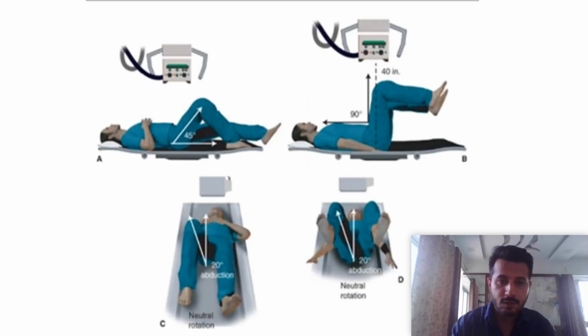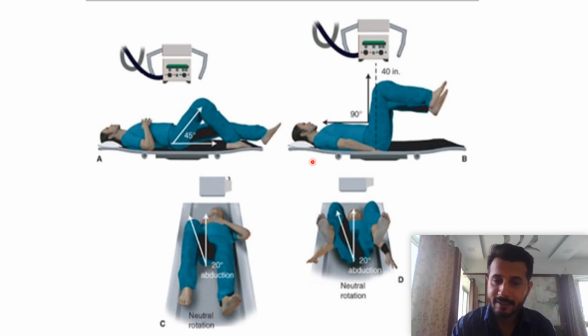So this slide shows how a Dunn view is taken in 45 degrees and 90 degrees of hip flexion. For a 45-degree Dunn view, we keep the hip in 45 degrees of hip flexion and also 20 degrees of abduction. The central beam is then directed towards the midpoint of a line connecting the ASIS and the superior border of the symphysis pubis.